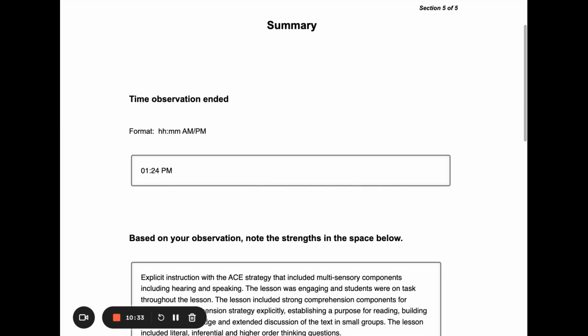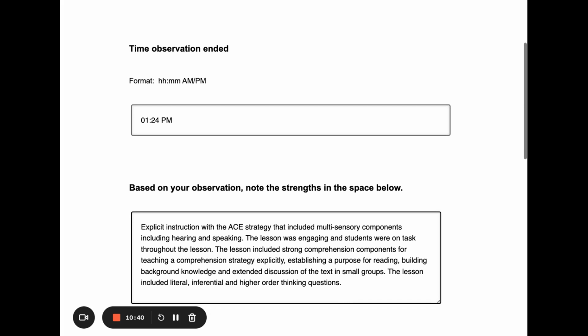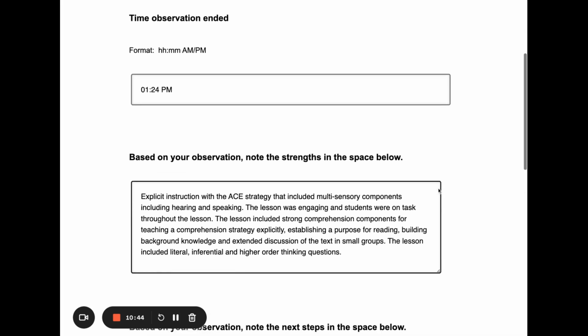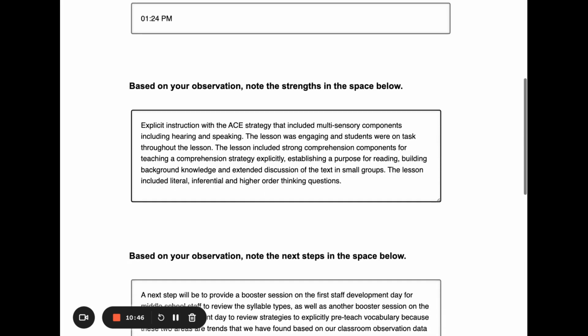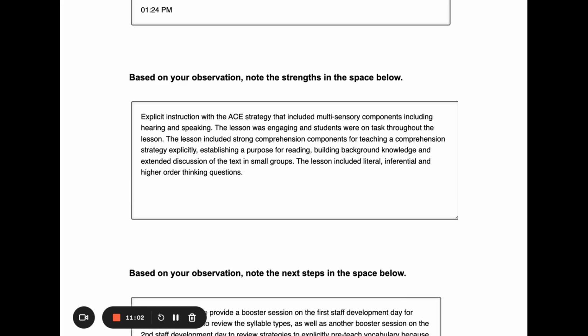The next section is the summary section, section 5 of 5. I need to record the time the observation ended, and then we begin to make notes about the strengths from the lesson. I can navigate back to each part of the sections within the fidelity observation in order to pull these notes. I can also expand these boxes.